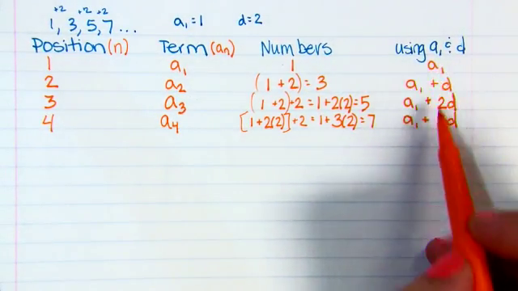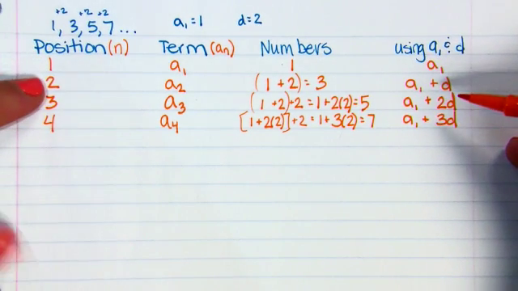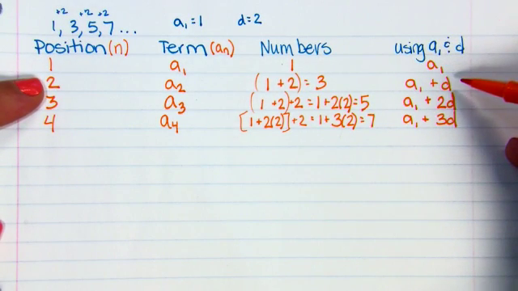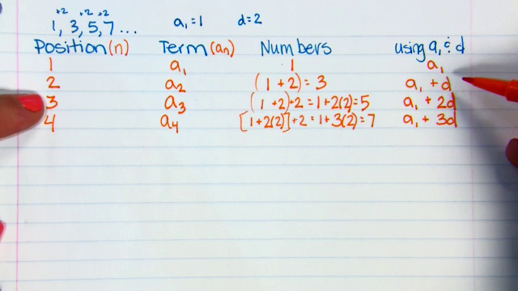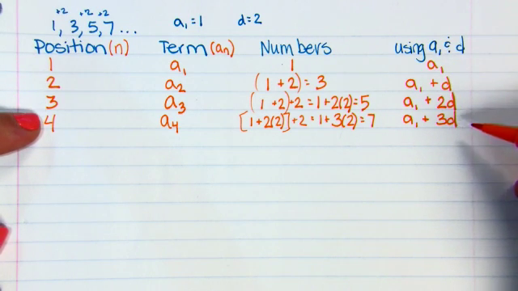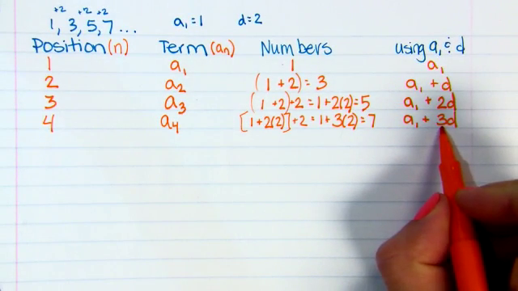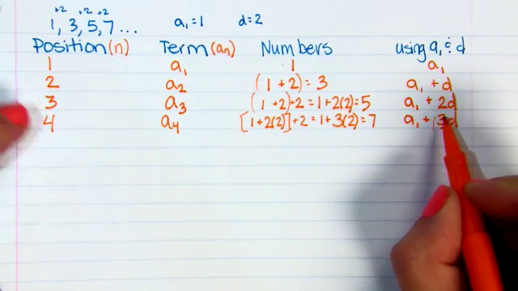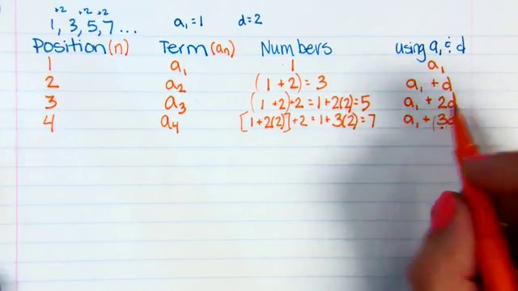And we should start to see a pattern here. For my second position, I added my common difference once. For my third position, my common difference got added twice. For my fourth, my common difference got added 3 times. Or I'm adding my common difference 1 less than the position number that I'm on.